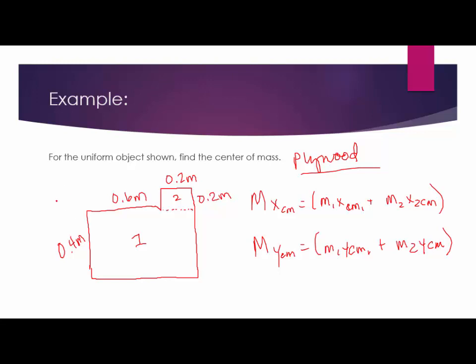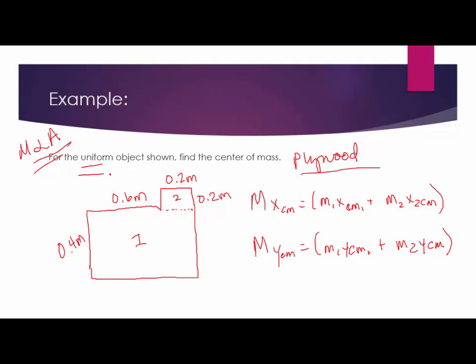Now, mass is going to be proportional to area if the object is uniform, right? So the mass is spread out uniformly throughout the shape, so we can use a proportion for area instead of our mass to do this problem.